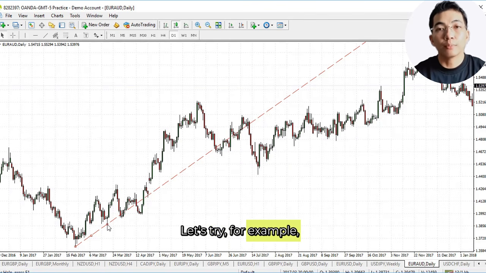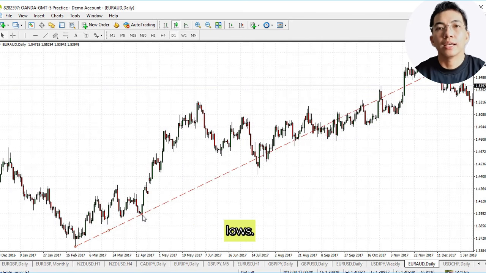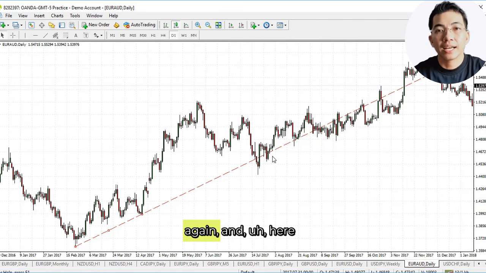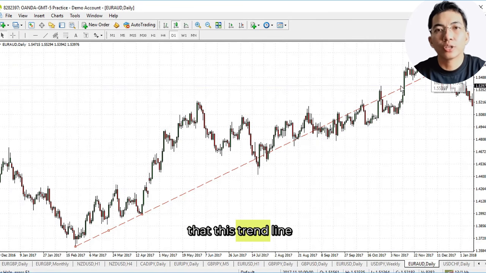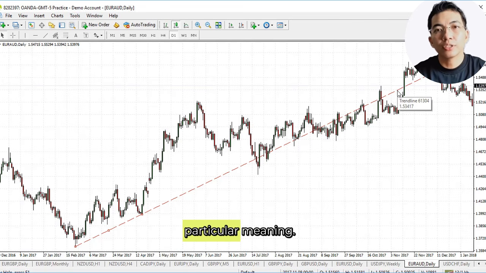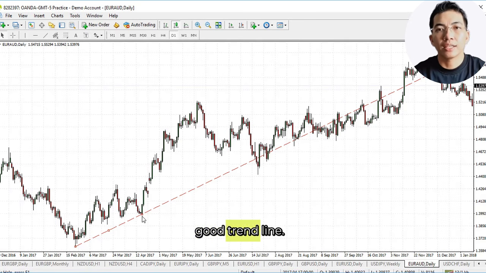We can also delete it. Let's try, for example, to connect these two lows. Is this trend line more significant? Let's see if the price respects this trend line. Here it breaks the trend line, and here again, and here even worse, and probably in this area the trend line worked a bit as a resistance, and at the end it worked for a small period as a normal trend line, but overall I will say that this trend line also doesn't have any particular meaning. It simply never worked and never was a good trend line.